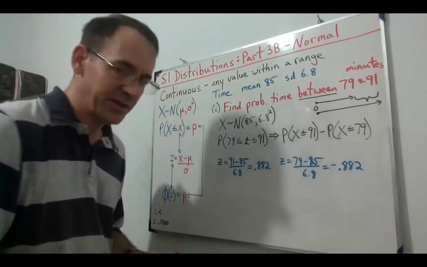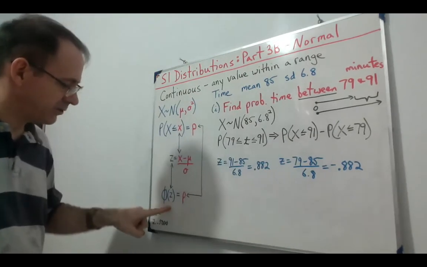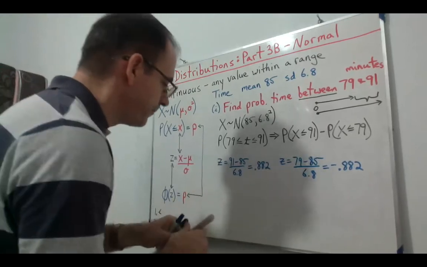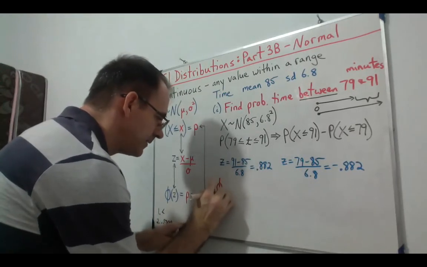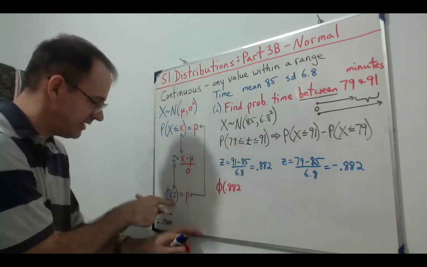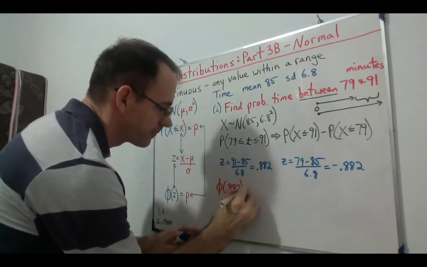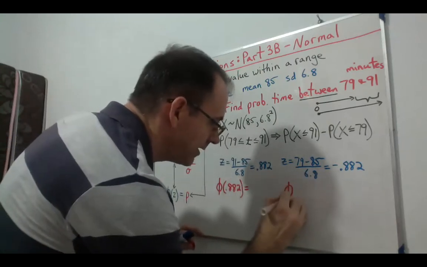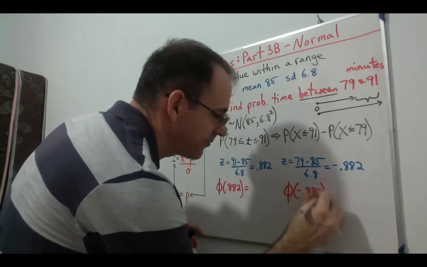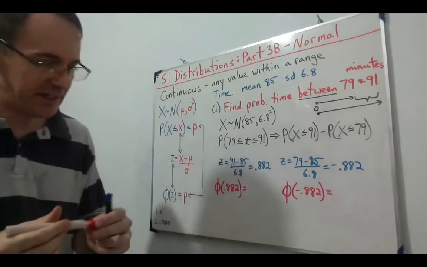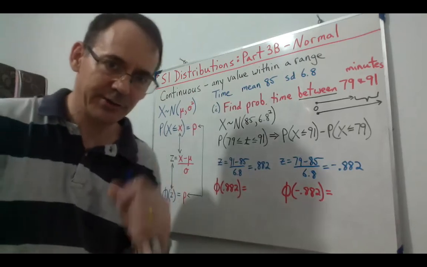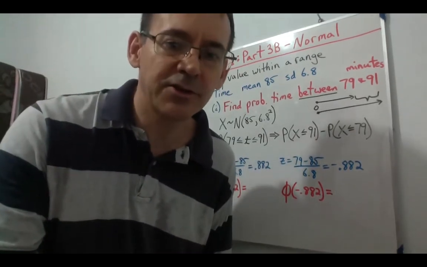Now we need to look these up. Now that we've got the z value, we need to look it up in the phi z chart. So what we're looking for here is the phi of 0.882. So we need to put our z into the phi z chart. But notice it's negative. So we're going to have to make adjustments again for this one because there's no negative z in our phi z chart. The good thing is these two are the same number, so we only have to look it up once.